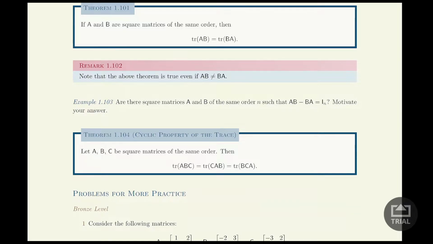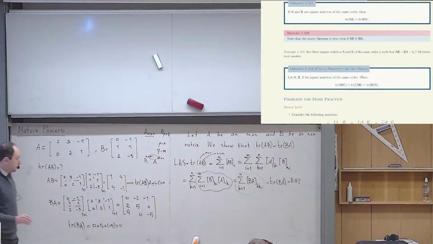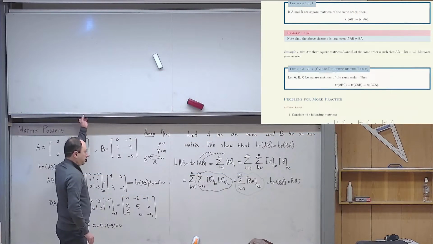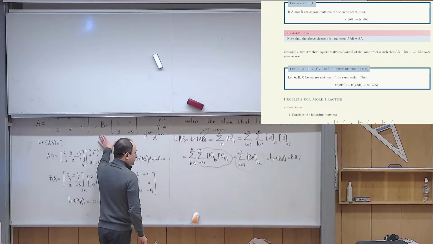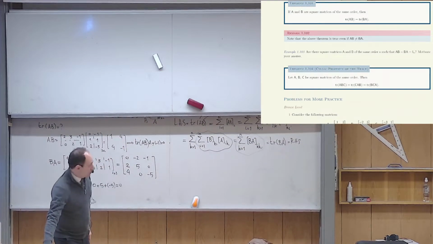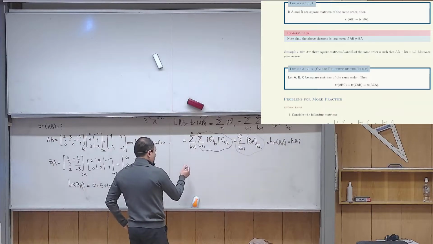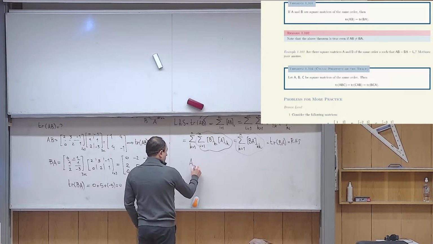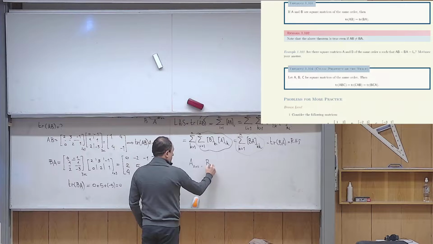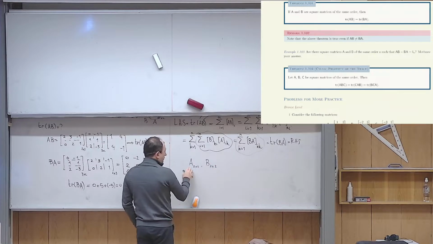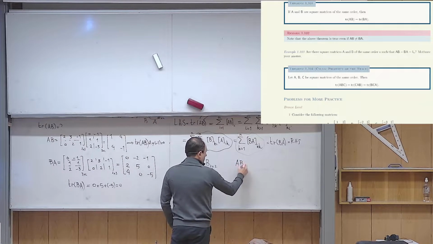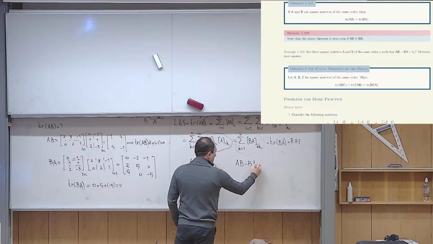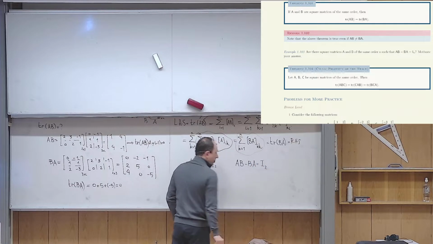Okay? So let me describe the problem on the board here for you. Before doing that, let me ask you a question. For example, A is 2 by 2, B is 2 by 2. Do you think there are 2 by 2 matrices so that if you calculate this, it becomes the identity matrix 2 by 2?